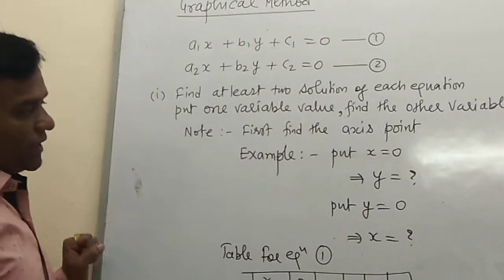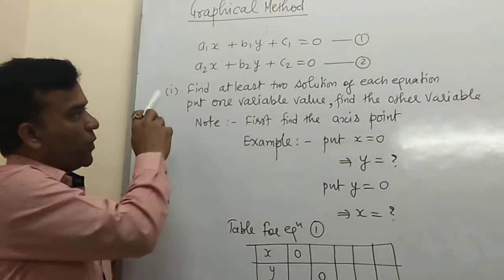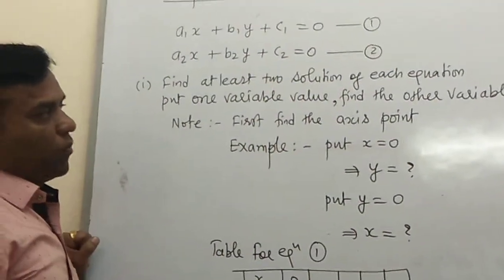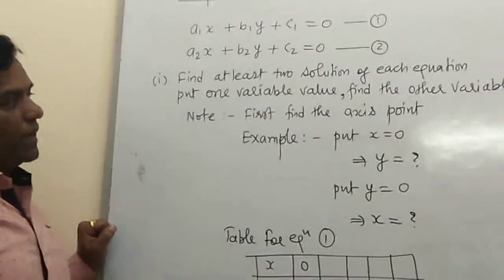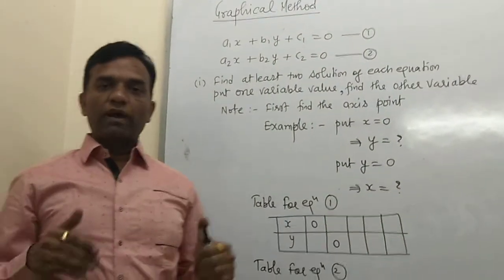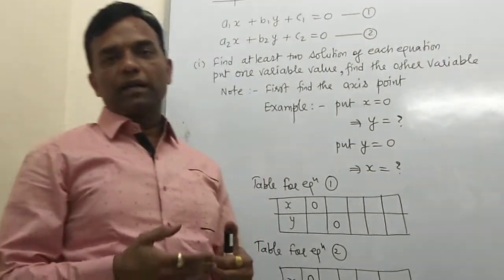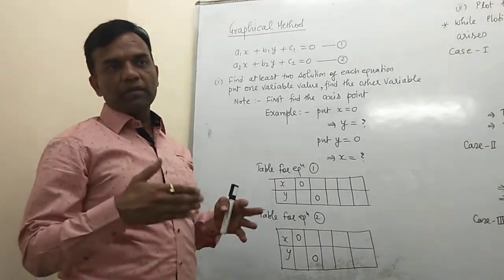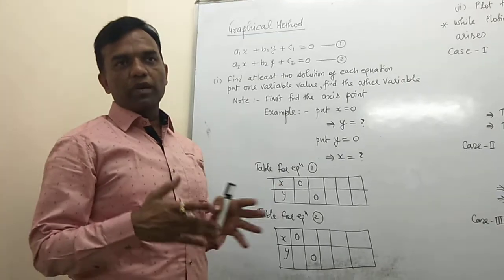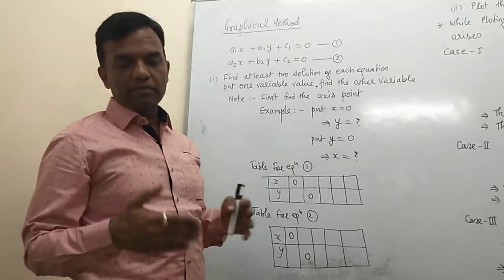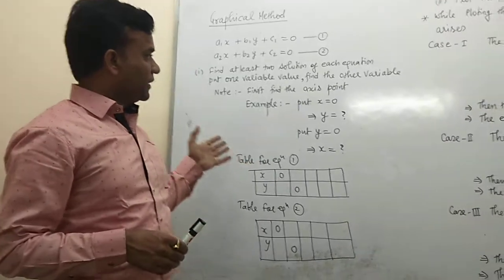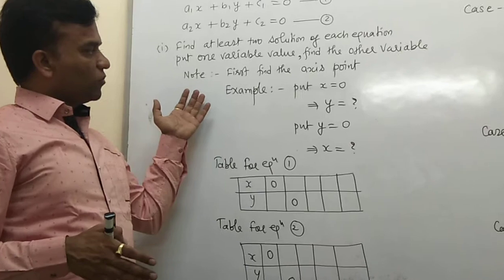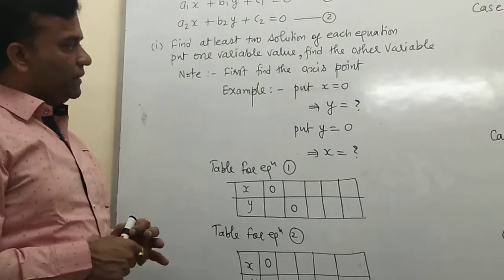And then what do you do first? The first point is to find at least two solutions of each equation. What do we mean by finding at least two solutions? You put in the value of one variable and find the other. You use this concept three times, or even four or five times. So what process do you apply here?